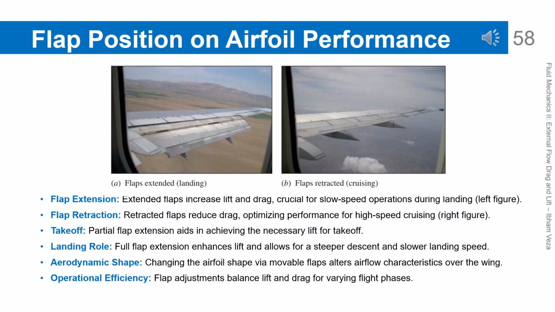During takeoff, the flap is usually partially extended to help generate sufficient lift. During landing, the flap is extended more to allow lower speed and a steeper descent angle. Changing the airfoil shape using the flap modifies the flow pattern around the wing.